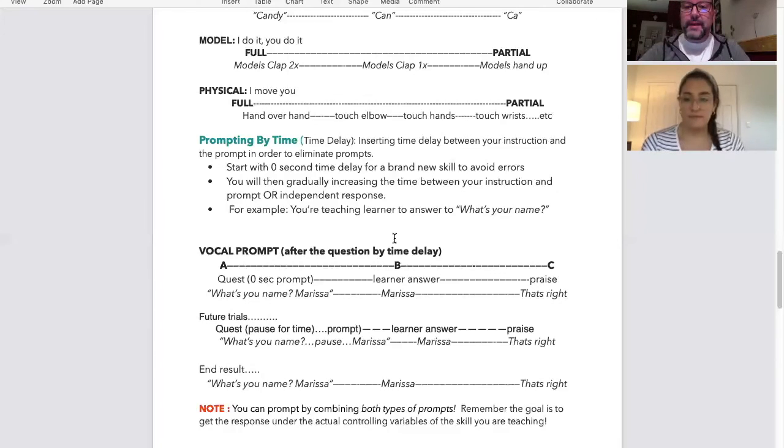So, for example, when I say, "What's your name?" and I'm counting, the hope is that before I get to it, Marissa will say, yeah, your name is Marissa. Perfect. So the idea behind the time delay is to give the learner an opportunity to respond before we help.